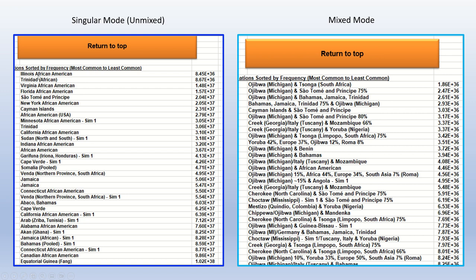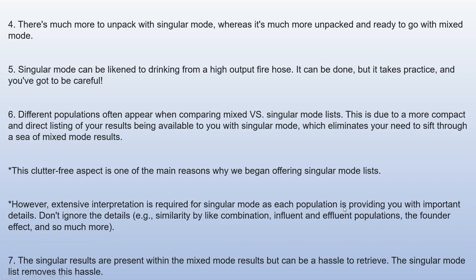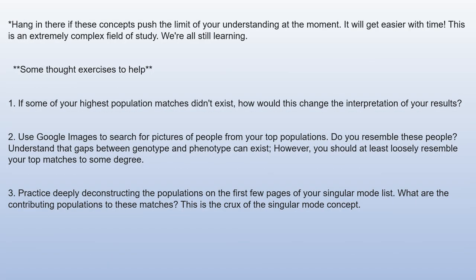And so Illinois African American, I believe, is down just off the bottom of this mixed mode list for her. So just a little bit further down than this Ojibwe, Michigan, Italy, Tuscany, and Bahamas population right here. So as you can see, folks, there's pluses and minuses to both types. So hang in there if these concepts push the limit of your current understanding. That's understandable. It'll get easier with time.